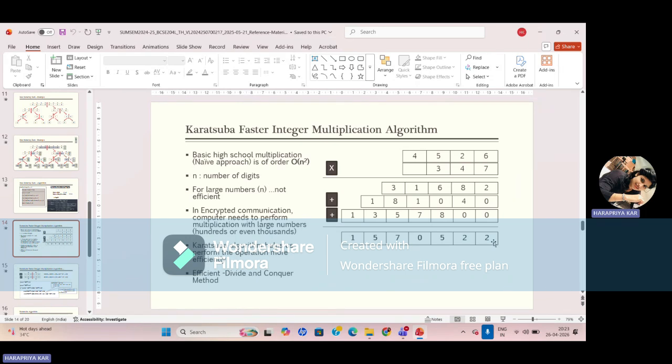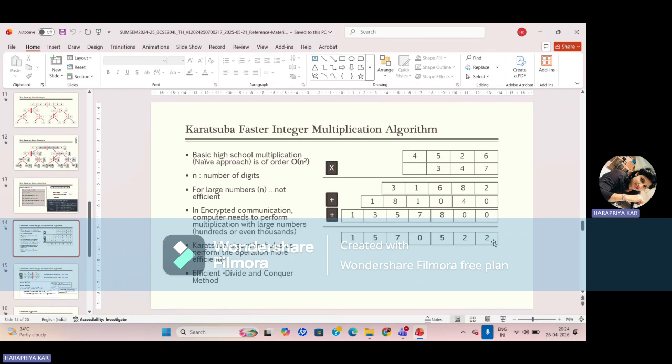And in encrypted communication, the computer needs to perform multiplication with large numbers. Whenever we are going with encrypted communication, the computer basically is required to perform multiplication with large numbers. That time you can't work with very small numbers. So whenever we are doing large number multiplication, we need to work with the Karatsuba faster integer multiplication. Basically, we have to work with large numbers, that is hundreds or even thousands or more, on this particular algorithm.